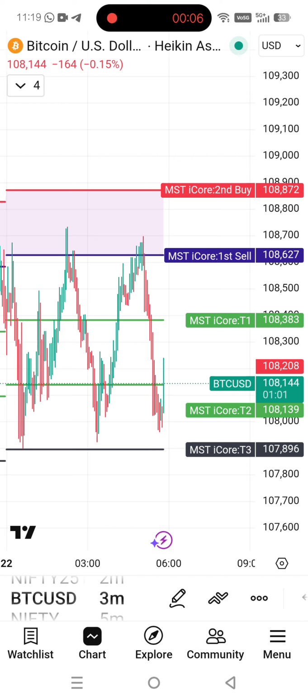Nowadays, people are interested to trade in Bitcoin. It is a 24 hours market and it is very volatile market. So let us see whether our MSTI core indicator will be working on Bitcoin or not.